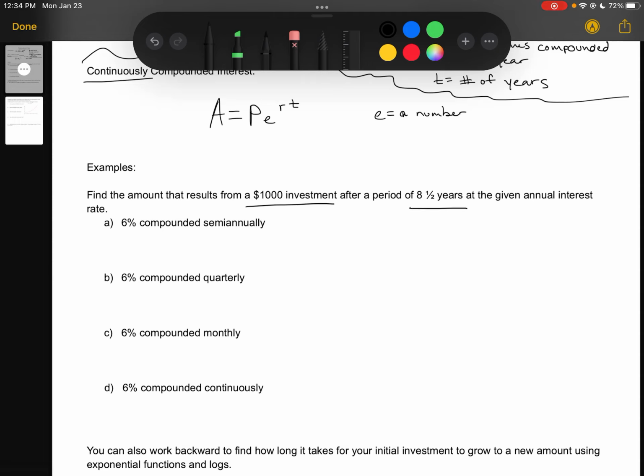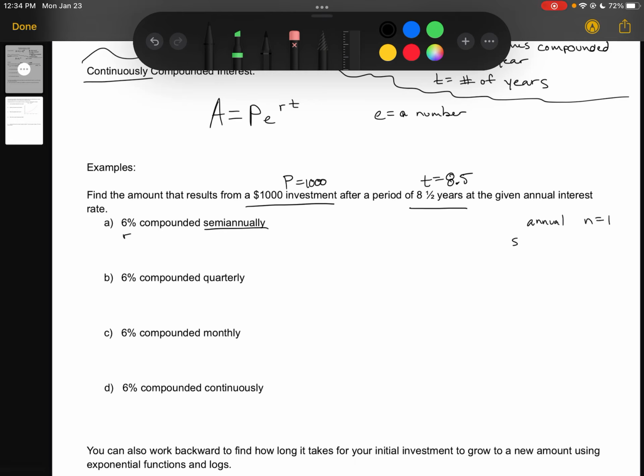So an initial investment of $1,000, period of 8.5 years, and that's all the information we have so far. So this is P. Our initial investment is what we have here. $1,000 is what we initially put in, so that is our principal, or P. For years, we have 8.5. So that is going to be T, because T is measured in years. Our rate is R. And then semi-annually.